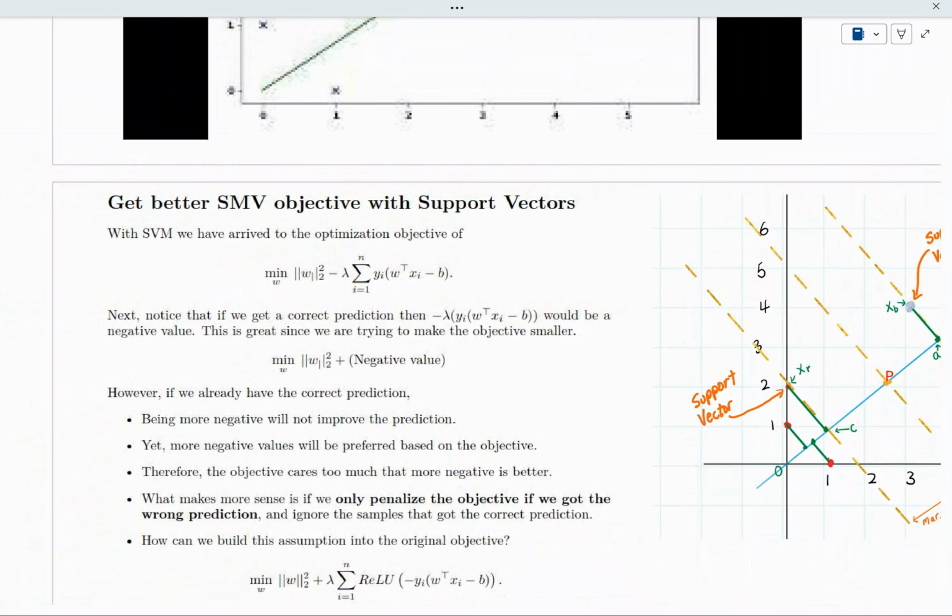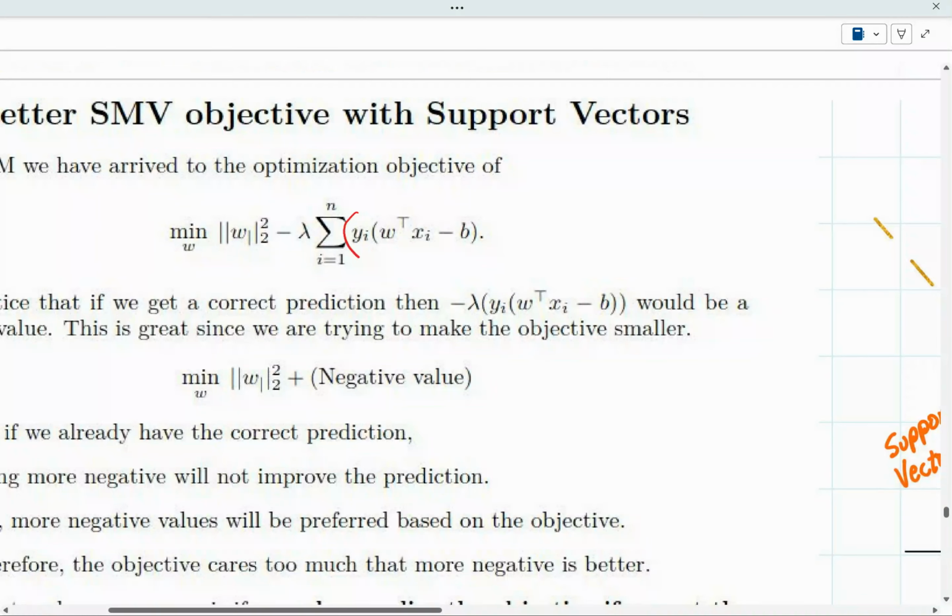Now, if we get the correct prediction, remember, then this is going to be a positive value. And because of this negative, a correct prediction will give us a positive times negative, so we're going to have a negative result here, which is good because we're trying to minimize. Therefore, we want this to be as negative as possible. But do we?